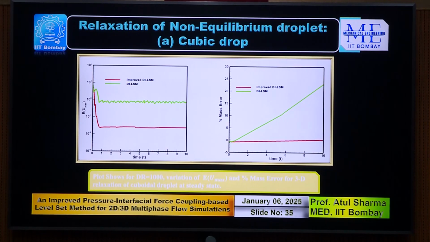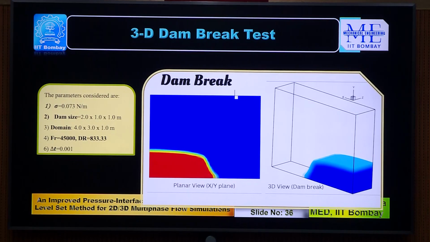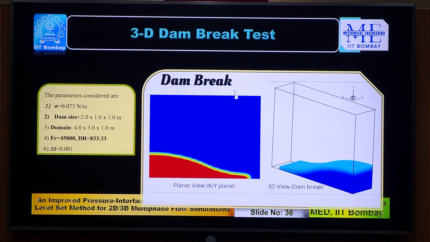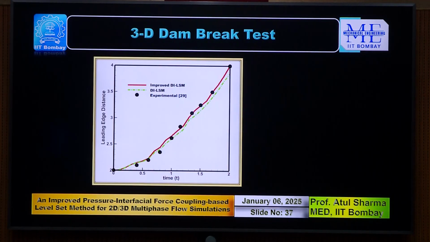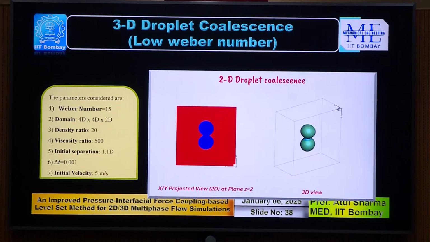This is for the non-equilibrium cubic droplet, and here again a similar conclusion can be drawn. This is a 3D dam break test case which we have done, and here again the red one is the improved level set method, which is compared with the experimental result of Morton and Moyes, and the improved method is having much better comparison with the experimental.